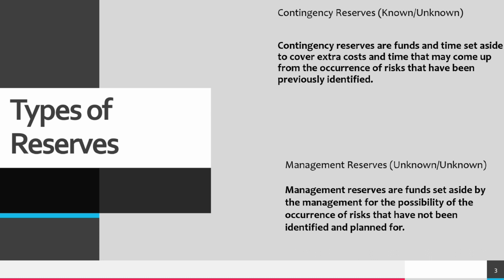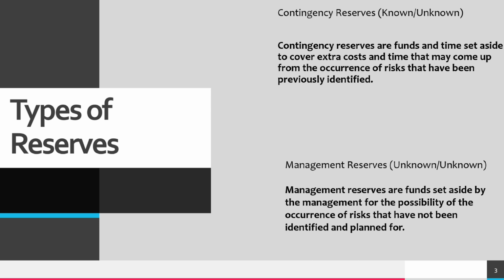The PMBOK states that contingency reserves are set aside especially for known unknowns, or identified risks with active risk response techniques, in the cost and schedule baseline and budget. The project manager normally establishes and oversees contingency reserves, which are based on the anticipated risks associated with the project.